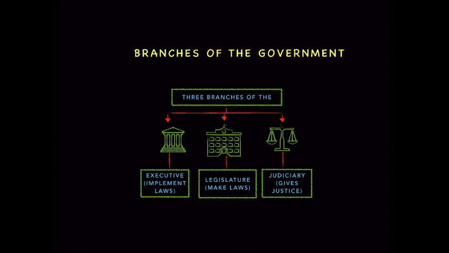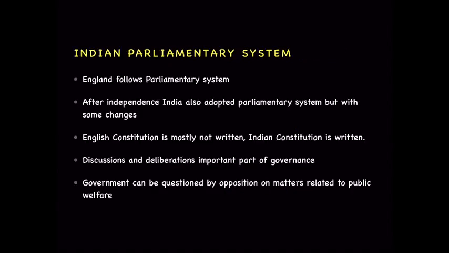Now India follows parliamentary system. The nature of relationship between the three organs determines what type of government is adopted by a particular country. India, for example, has adopted parliamentary system of government. Now, why has India adopted parliamentary system?